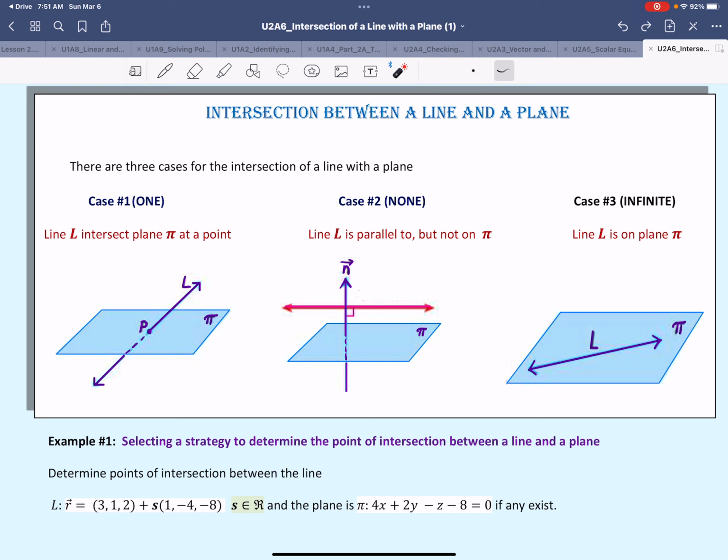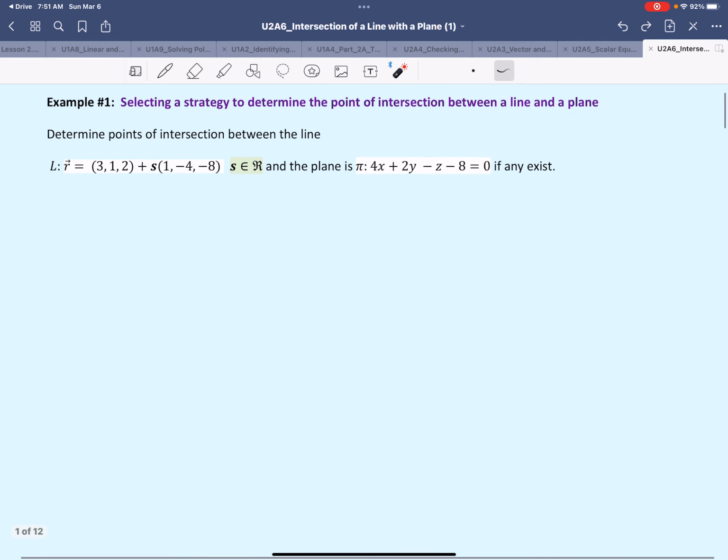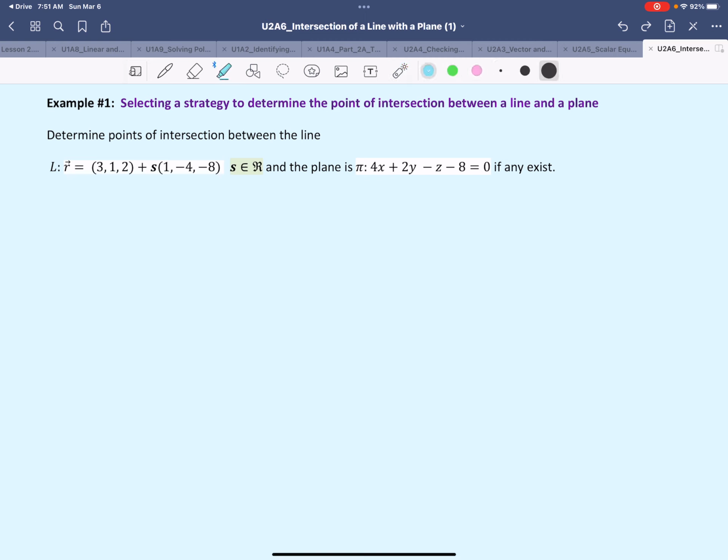So we're going to take a look at three different examples that illustrate each case so that we can see how the algebraic solution will represent or describe each case. In the first example, we are given the equation of some line in vector form and the equation of some plane in scalar form. And we want to find the intersection point.